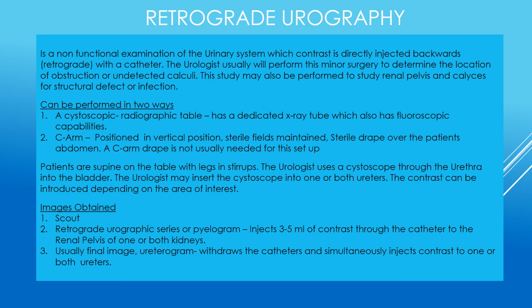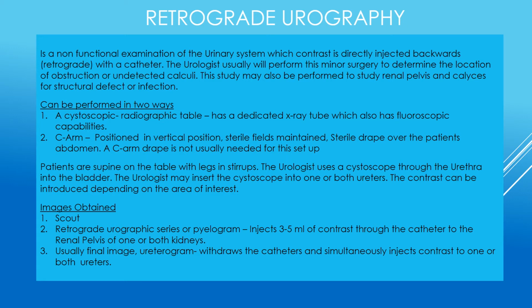Patients are supine on the table with legs in stirrups. The urologist uses a cystoscope through the urethra into the bladder. The urologist may insert a cystoscope into one or both ureters. The contrast can be introduced depending on the area of interest.